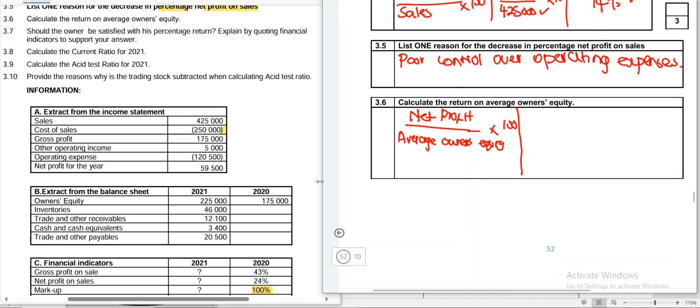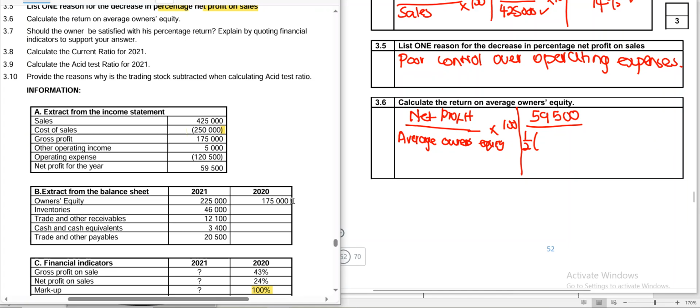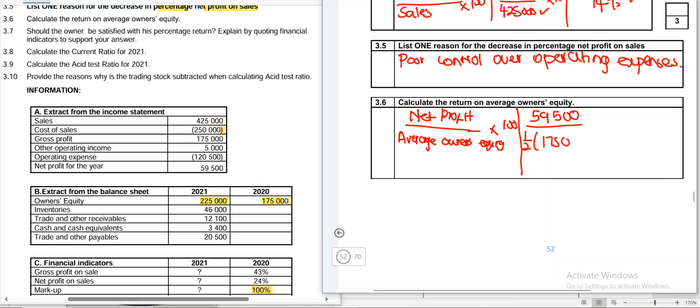So when we substitute, our return is 59,500. So we'll say 59,500 divided by average, which is substituted by 1/2 into the sum of the two owner's equity, the one from last year and the one from this year. So here they are, 175,000 plus 225,000. And remember, all of this is multiplied by 100, and then we will get our answer here.